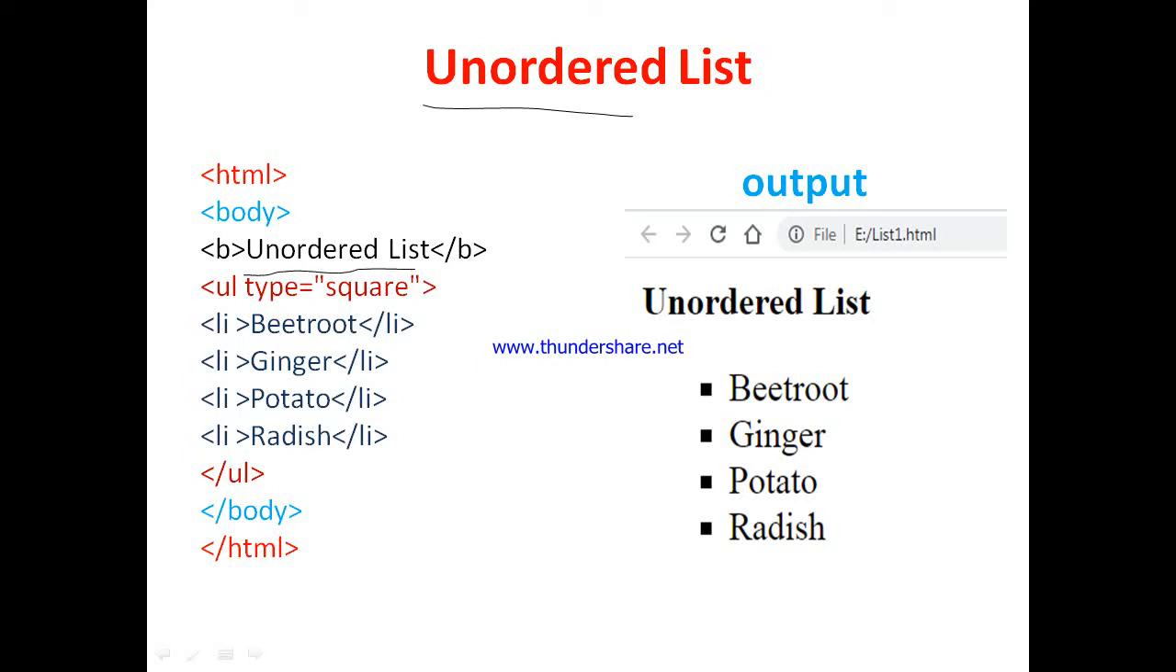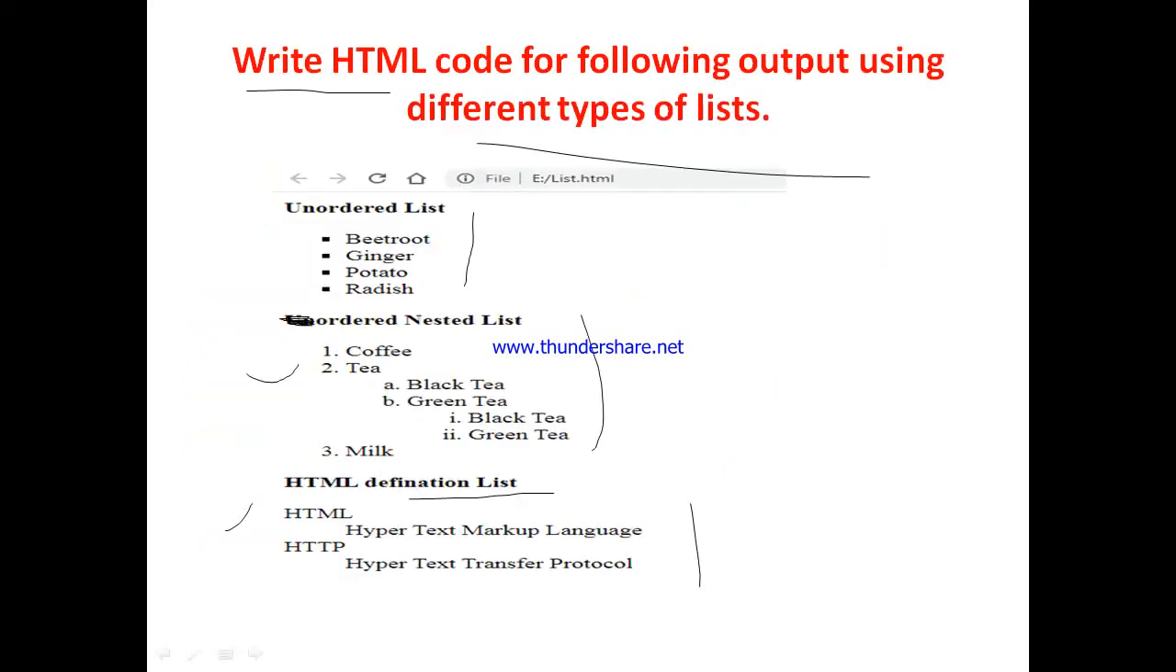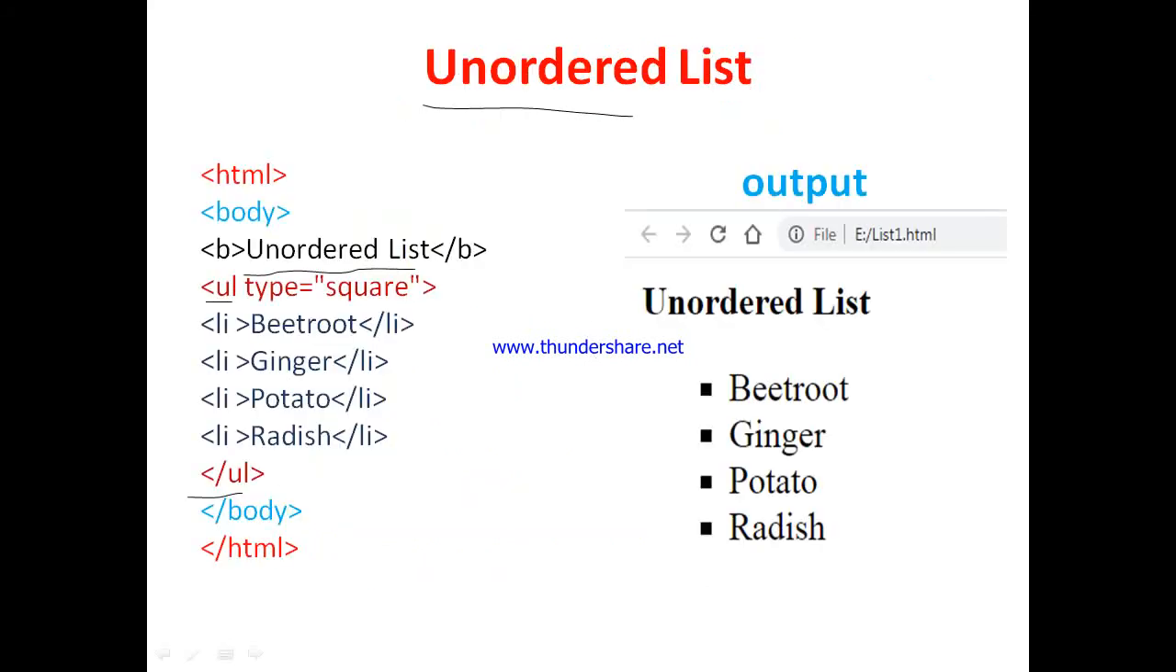Okay, after that, for the unordered list, I have defined the UL tag. Now, if you see the previous output, we are getting the marking as a square, and that square is filled. That means we have to define type square here. We have defined UL type square.